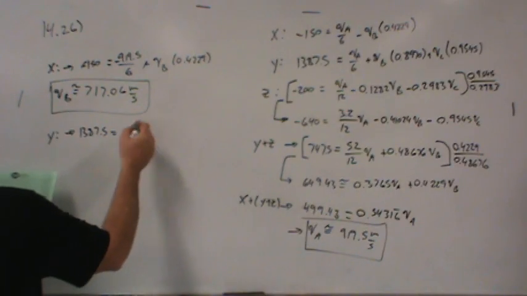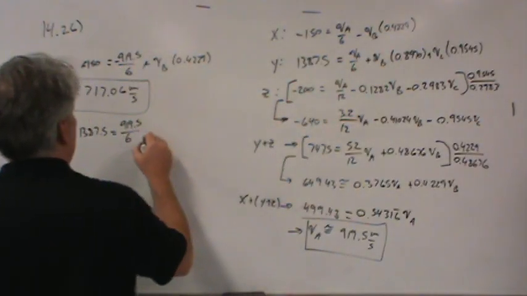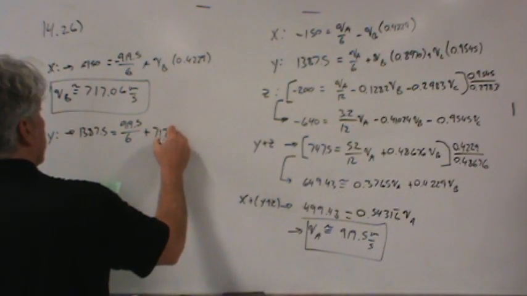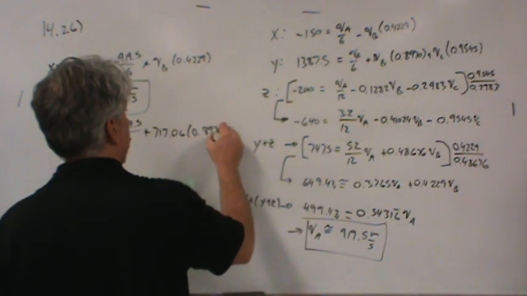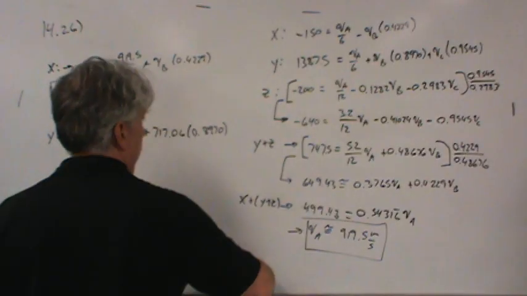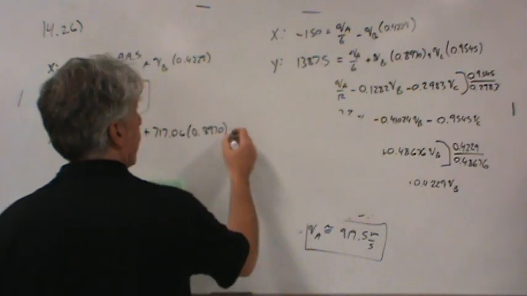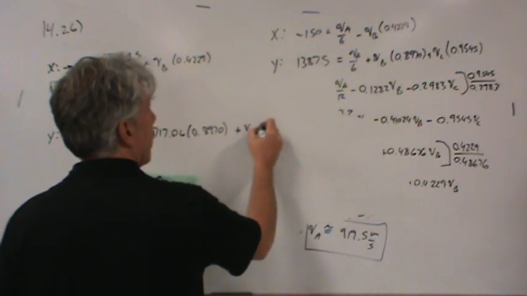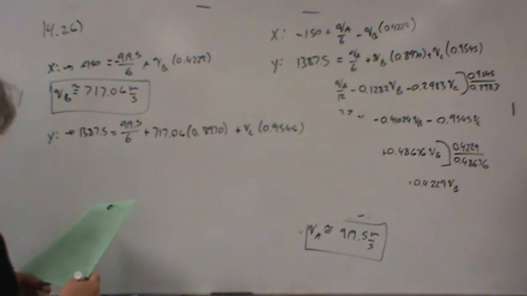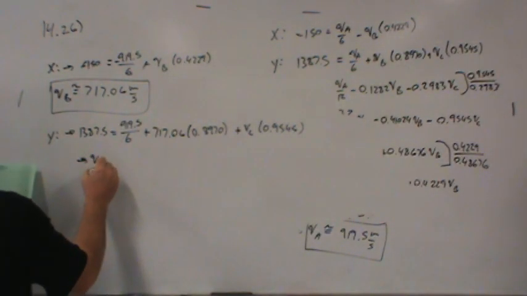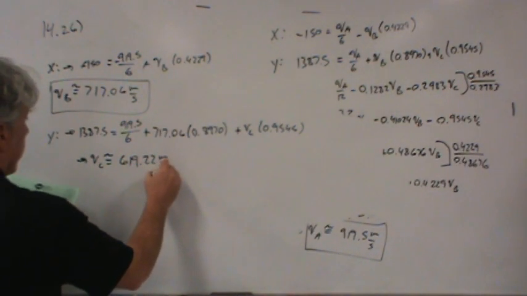1387.5 equals VA, but VA is 919.5 over, let's see, 6 for this equation, plus VB, but VB is 717.06 times 0.8970, that's this term. And we don't need any of this anymore, except for our answer perhaps. Plus VC times 0.9545. Easy to solve for VC. When you do, you find that VC is approximately 619.22 meters per second.